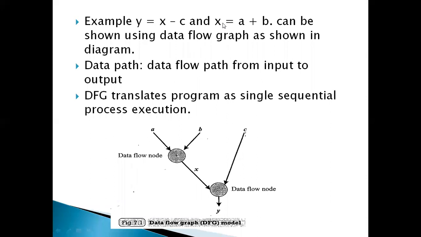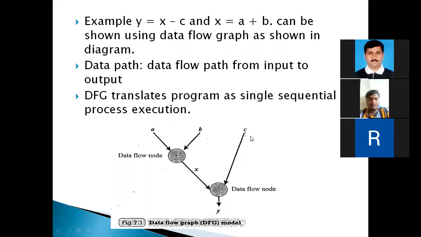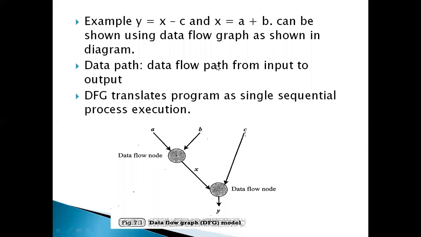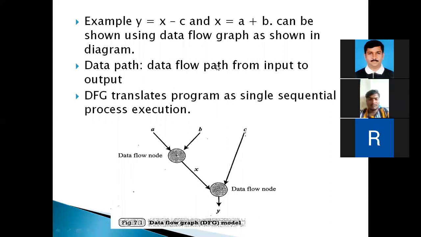If you see the expansion of that, the data path represents the data flow from the input to output, and the input data is represented by an input arrow. So the incoming arrow to a particular circle or block represents the input data. The output arrow represents the output data from that circle. The data flow graphs look like that.